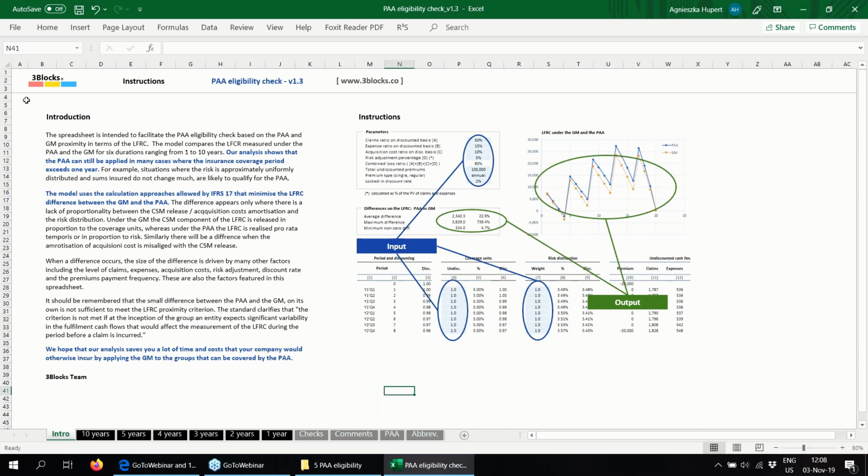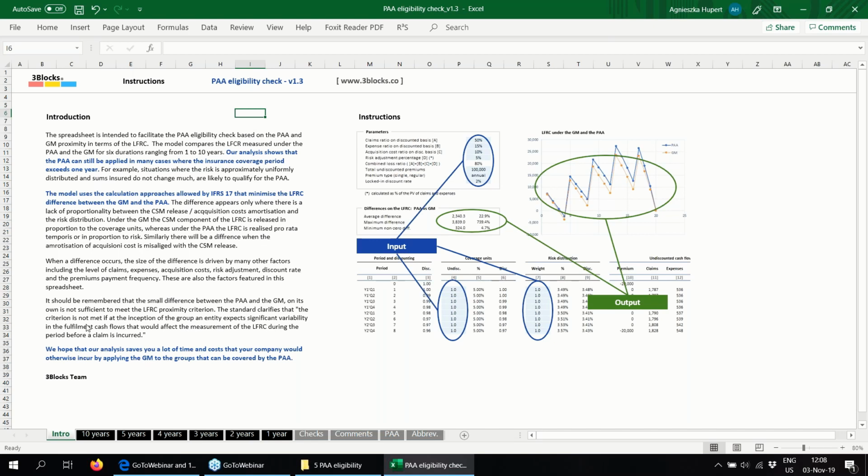We've prepared that tool, first of all, from curiosity on in which situations we can still use the PAA model for the long-term products. So what defines in which situations I'm allowed to do it. And second of all, we've made it available for you on our website, so you can try it and see if in your case you can use the simplified model or not.